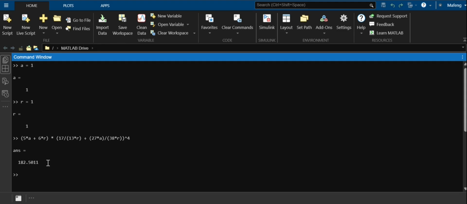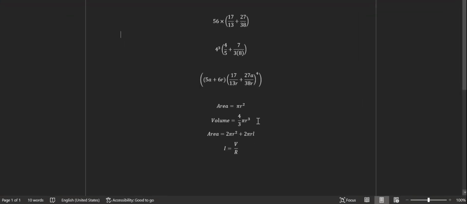And this is 182.5011. Okay, so that's our answer. The next one. So next I just added examples of mathematical formulas. Area of a circle, volume of a sphere, area of a cylinder, and then Ohm's law.